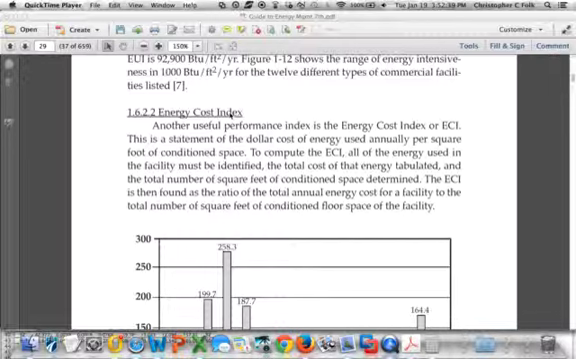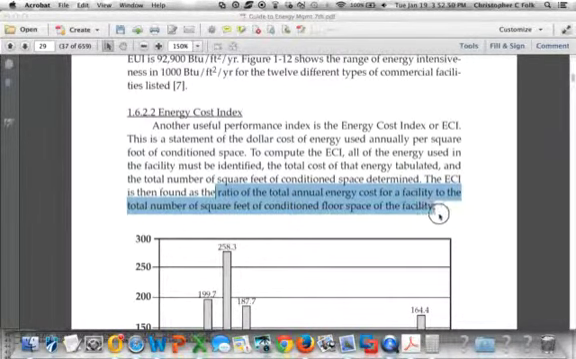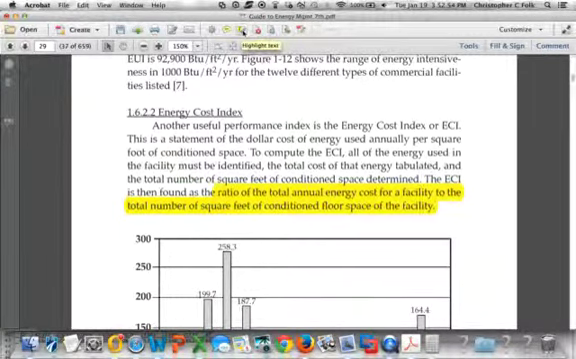This is a useful performance index because we're going to have a ratio of the total energy cost for a facility to the total square number of feet in the facility, right? Again, we'll highlight that. So that's what the ECI is. Energy cost index, the ratio of total energy cost as compared to the number of square feet in the conditioned floor space of the facility.